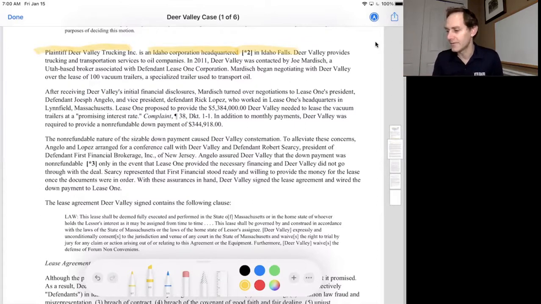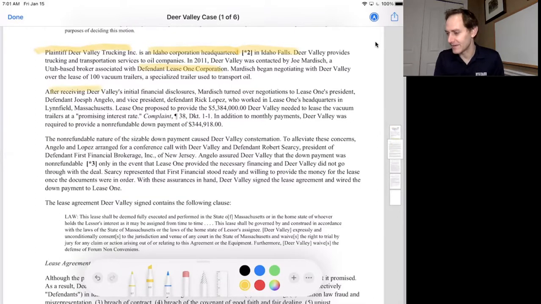Deer Valley provides trucking and transportation services. He was contacted by Joe, a Utah broker with the defendant Lease One. Mardish began negotiating with Deer Valley over the lease of 100 vacuum trailers. These are those trailers that you see going down the highway, trucks designed to transport oil. Great. So Joe is down in Utah, but he's negotiating for Lease One.